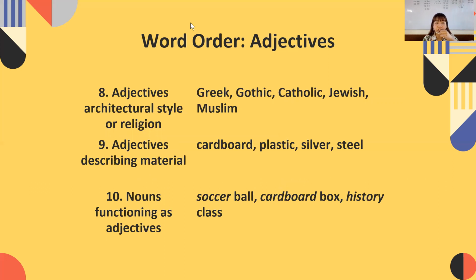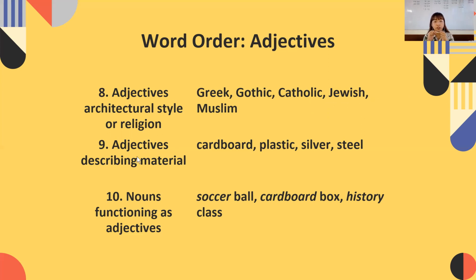Next, you also have adjectives referring to architectural style or religion. The first two especially refer to architectural style, meaning the style in designing a house, for example, or a column in temples. It could be Greek style or Gothic style, and the rest are religions. For example, Catholic, Jewish, Muslim, Buddhist, Taoist, and so on.